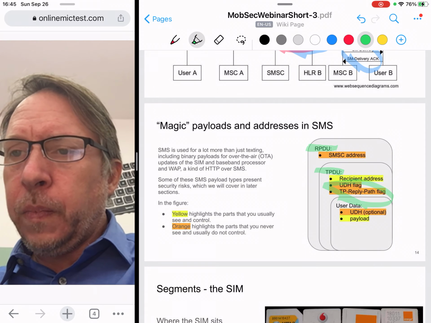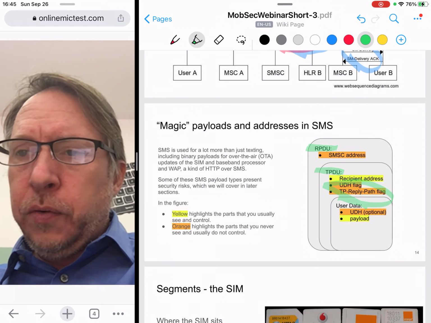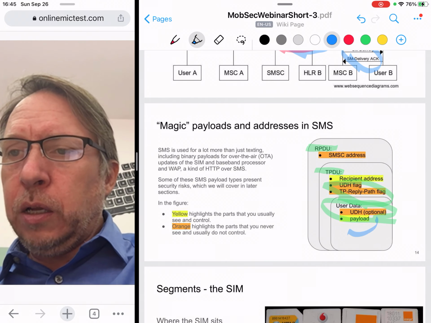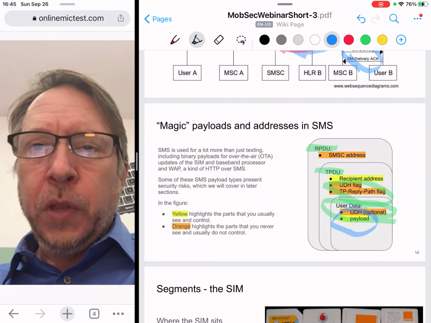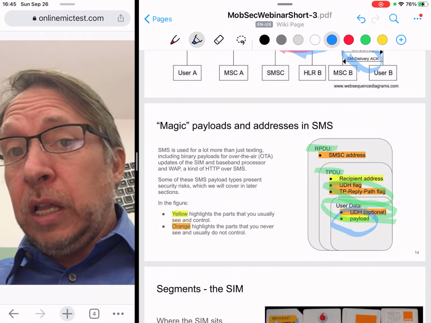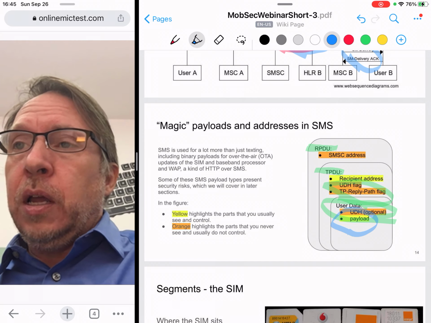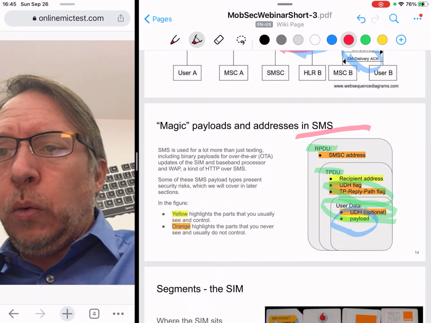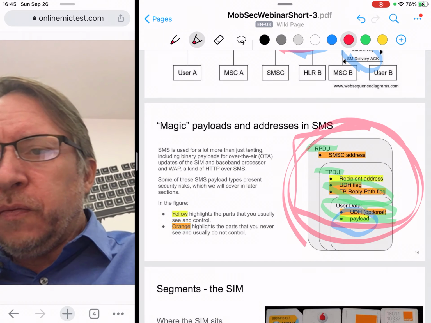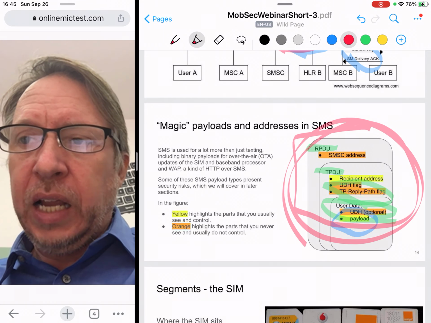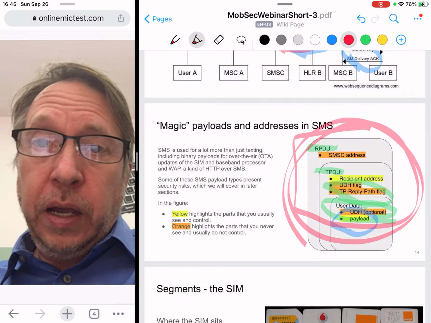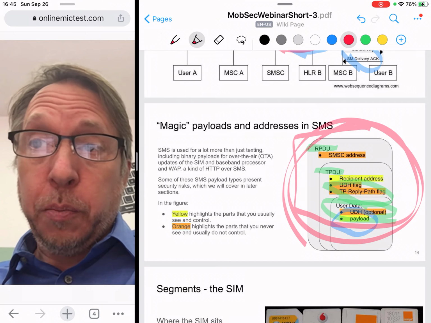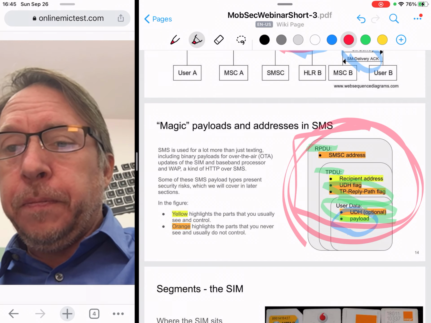It's interesting. Then we have the user data itself, which has an optional user data header. And then finally, below all that, the real SMS payload. So if you ever wonder why an SMS is limited to 140 characters, it's because in order to transit through the SS7 network, all this stuff together has to fit in 256 bytes. And by the time you're done packing in all these headers, only a little more than half of the bytes are actually available to carry the payload.